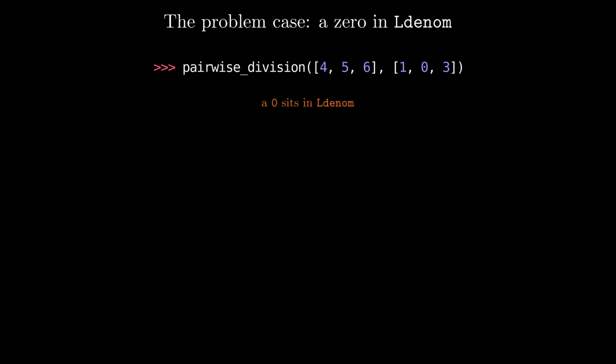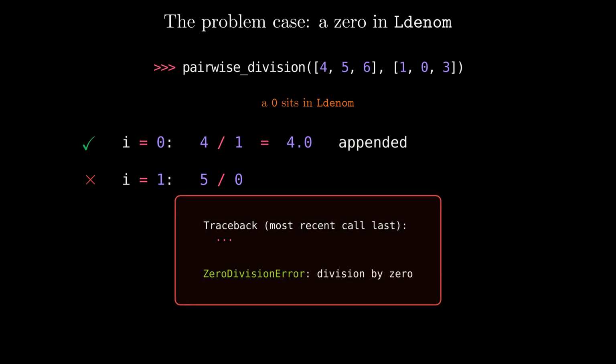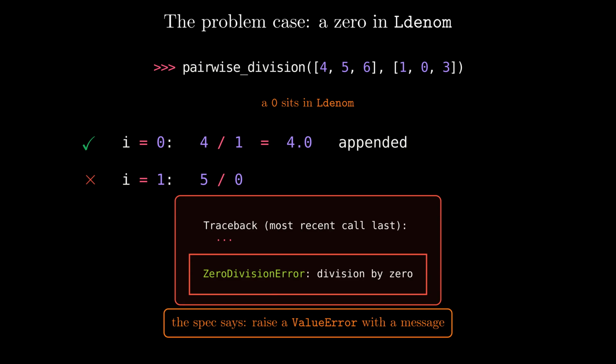Now for the error handling. Here's the problem case. Put a 0 in ldenom, say 1, 0, 3. The first pass divides 4 by 1 and appends 4.0. The second pass tries 5 divided by 0, and Python crashes with a zero division error and a traceback. That breaks the specification. We promised a value error with a message telling the caller exactly what went wrong.